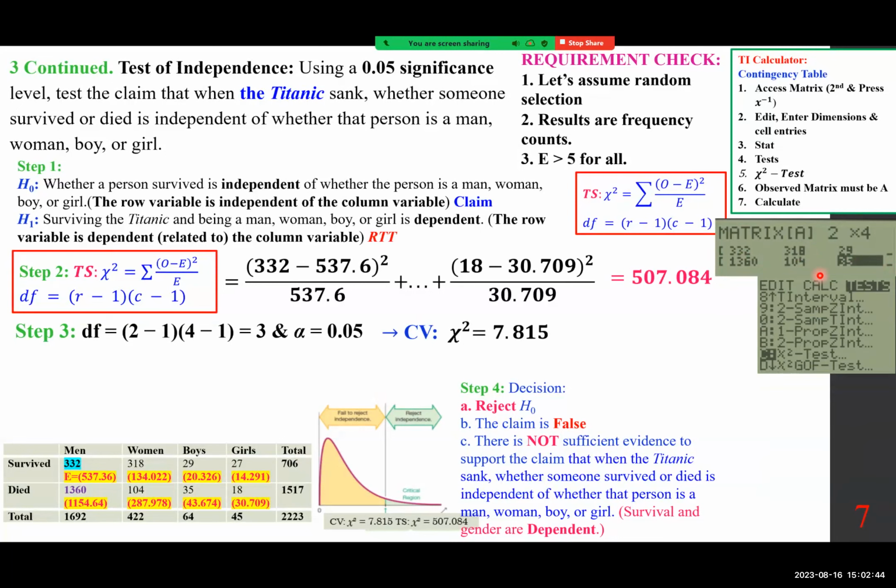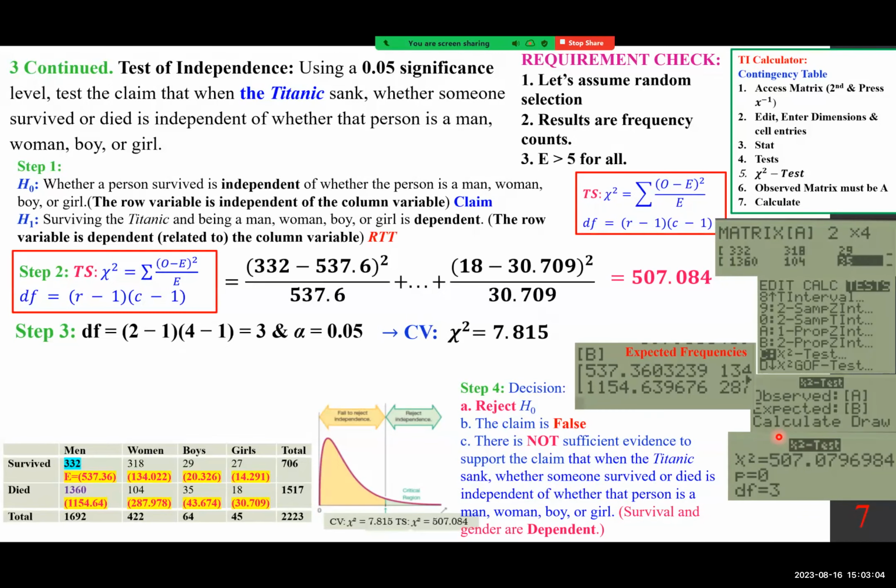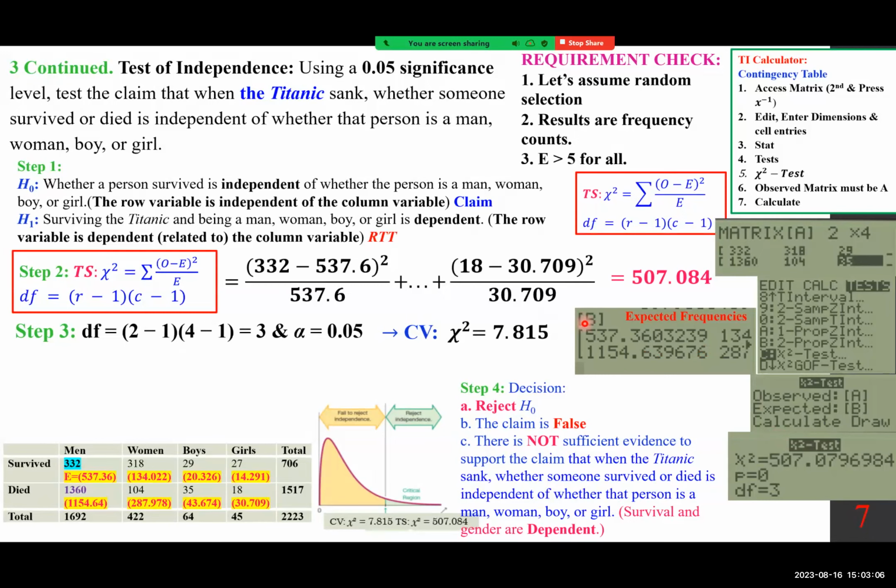Now, we go to tests, we go to chi-square test, see what it does. It tells you the observed is A, the expected is B. You don't have to do anything, just follow that and click on calculate. And when it calculates, you can also look up the B matrix. The B matrix automatically gives you the expected frequency, of course, with a lot more decimals. So you don't have to calculate the expected one, it does it for you.